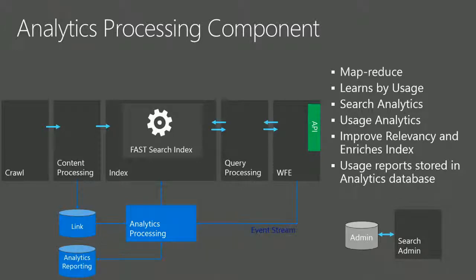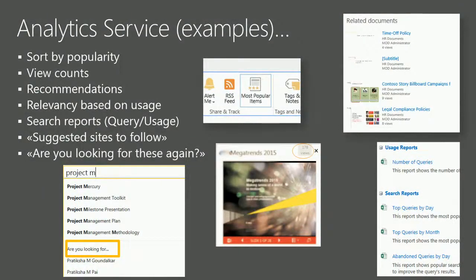Just some examples of what the analytics service provides as you're looking at it from the UI. So the sort by popularity there in the middle, the view counts just below that in the middle on the hover panel. It provides recommendations. So people who have clicked on this document have also clicked on that document. Relevancy based on usage, search reports such as number of queries, zero-hit queries, top queries. And then in the type ahead query suggestion box, you also see, are you looking for these again? So it knows a little bit about you and your history, and will try to suggest the best query for you.